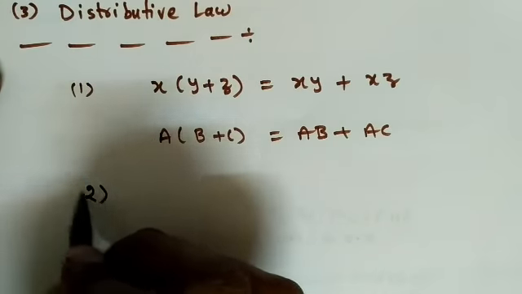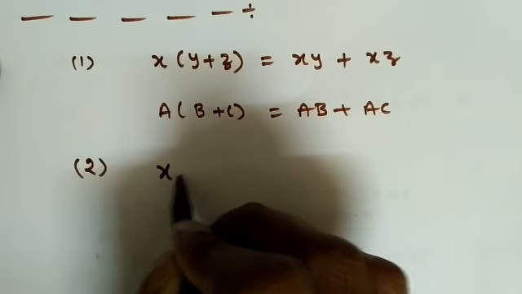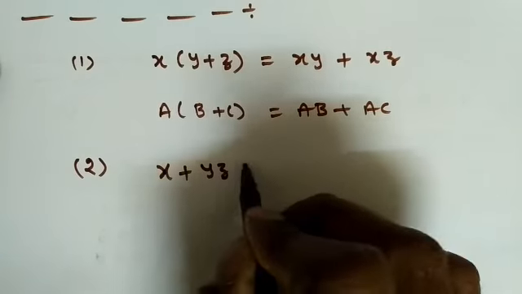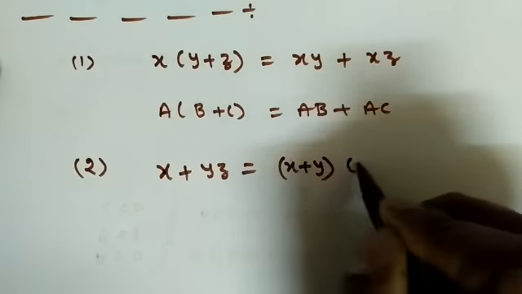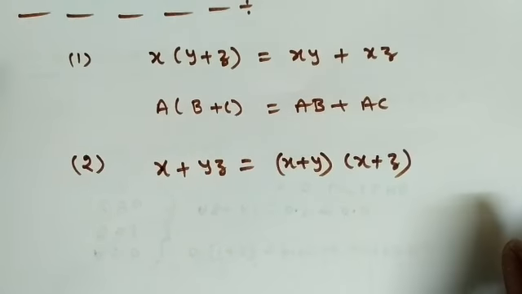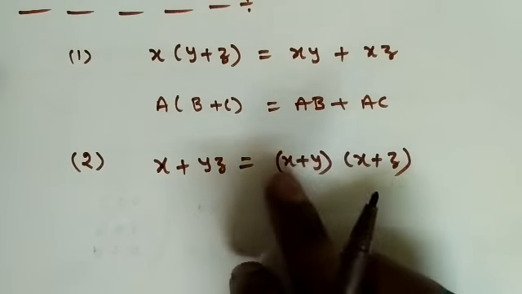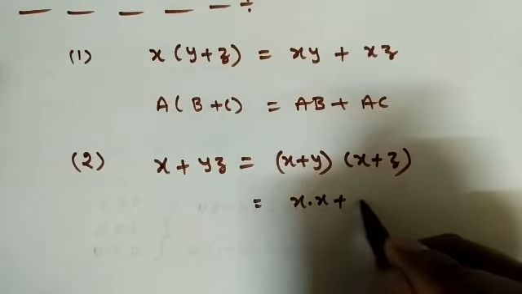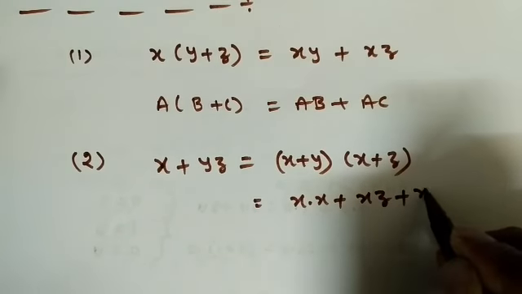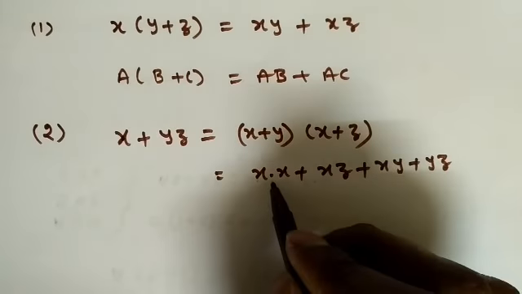Now this is the one law. In this there is one more law we can apply, that is, x plus, suppose yz is there, which is also equal to x plus y into x plus z, right? These two are also, we can say, distributive law. Suppose I multiply, x into x, so what you will get, x into x plus x into z plus x into y plus yz. Yes or no?